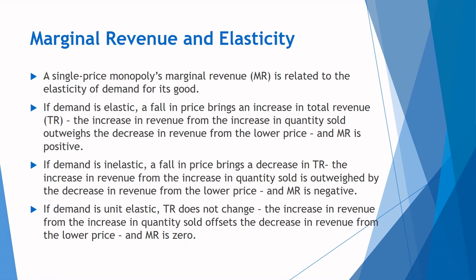Lastly, if demand is unit elastic, that means if your elasticity equals 1, total revenue does not change. The increase in revenue from the increase in quantity sold offsets the decrease in revenue from the lower price, and marginal revenue is 0. Marginal revenue is 0 because there's no change in total revenue.